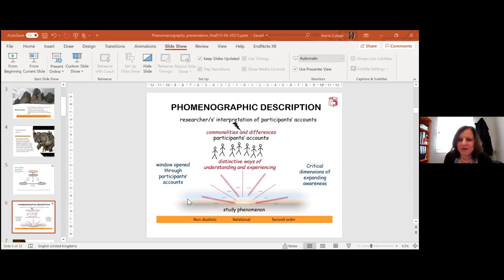An observation by Paul Ashwin back in 2006. So through those accounts, we are opening a window on the experiencing of a phenomenon. And this window, we are opening it up as distinct different ways of experiencing, which are coming together through critical dimensions of expanding awareness.